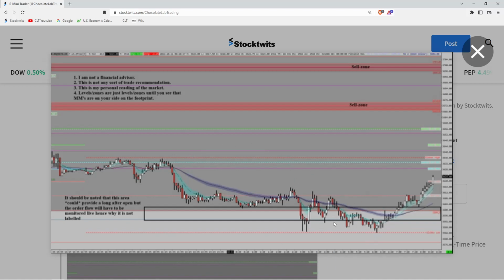I didn't have this labeled as a buy zone because we needed to monitor the tape down here. As we talk about in the room, areas such as this are what provide us the best risk to reward setups. And yesterday we were able to catch the 40 or 50 points rip from here.